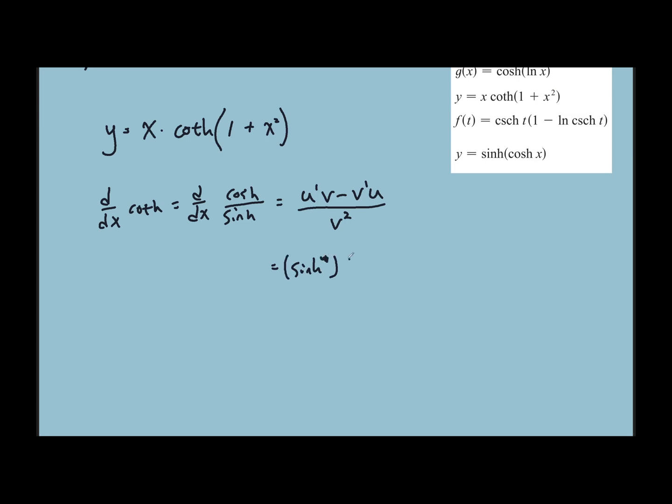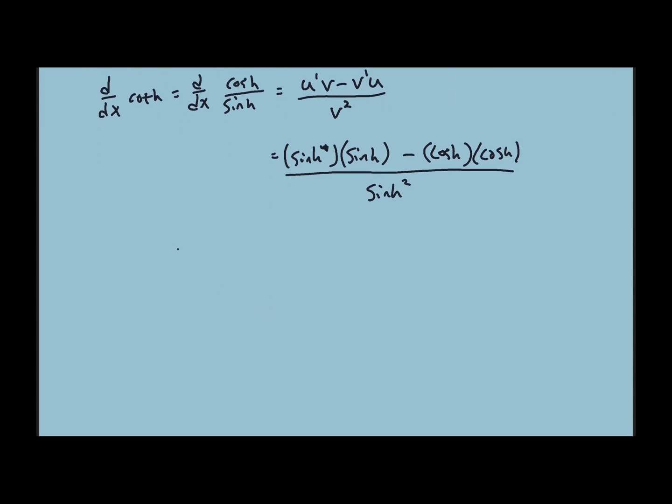I don't know why I wrote squared. I guess because I was looking at this one and I could just feel it. V prime, hyperbolic cosine, it's the derivative of hyperbolic sine, times the original upper. And that's all going to be divided by hyperbolic sine squared. So what do we get here? We get hyperbolic sine squared minus hyperbolic cosine squared over hyperbolic sine squared. So I feel like that's 1 minus hyperbolic cotangent squared.